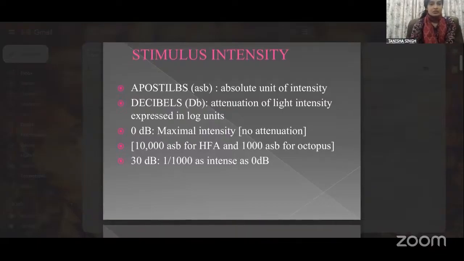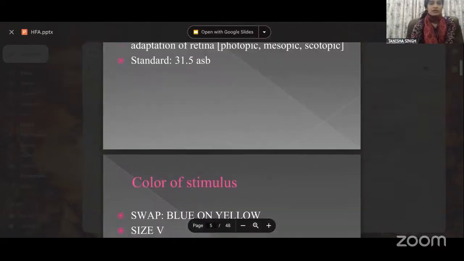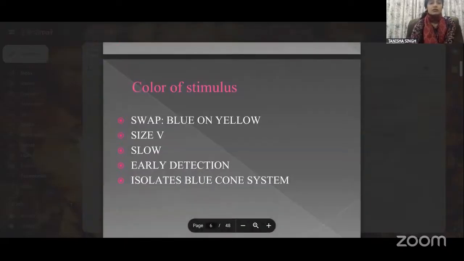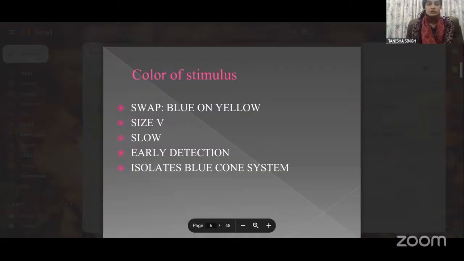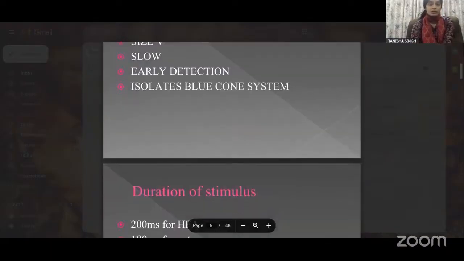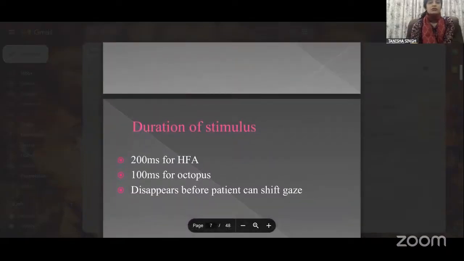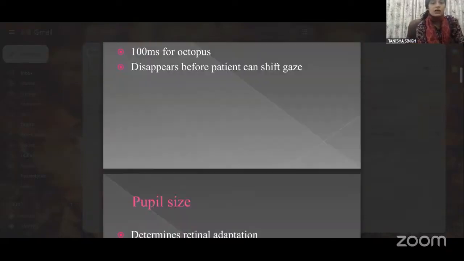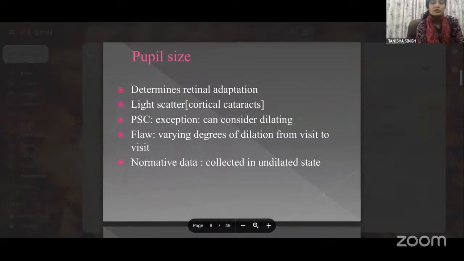Coming to background illumination, the standard illumination is 31.5 apostilbs. As for the color of the stimulus, we use white on white. Sometimes people use the short wavelength, that is blue on yellow, which helps in early detection and isolates the blue cone system. The duration of the stimulus is such that it disappears before the patient can shift his or her gaze. And the pupil size should remain the same in each of the follow-up visits to avoid inter-test variability. So in certain cases, we can consider dilating the pupil.